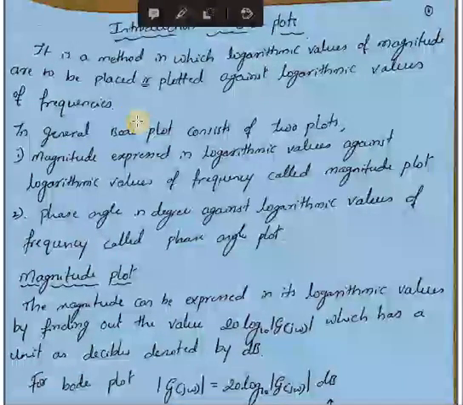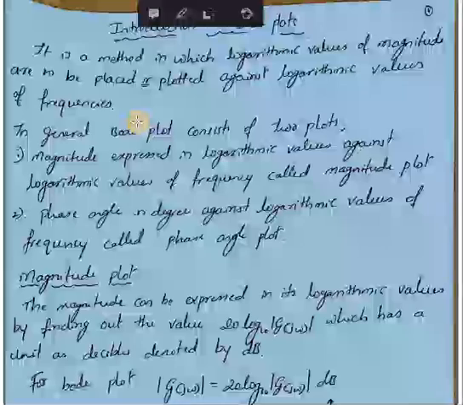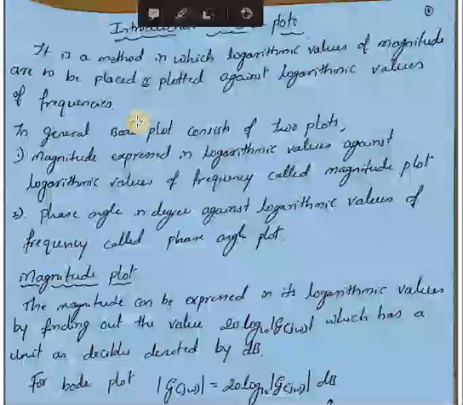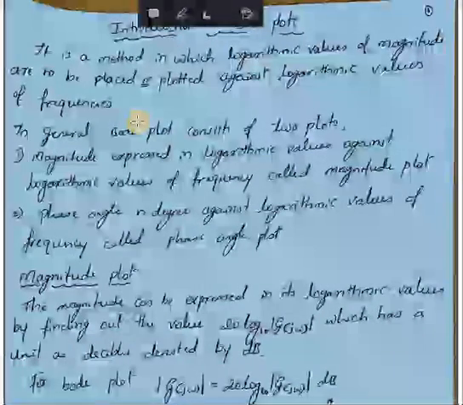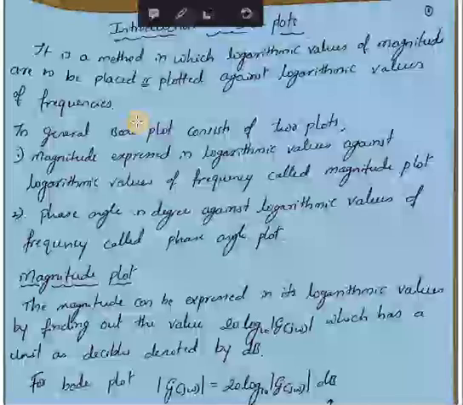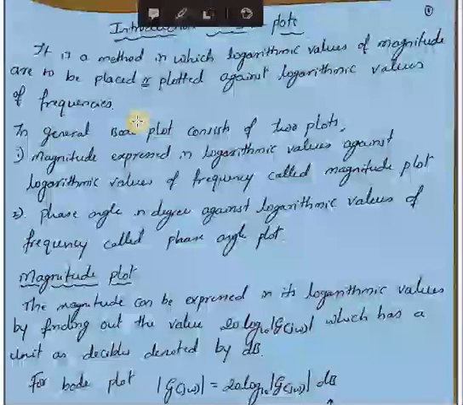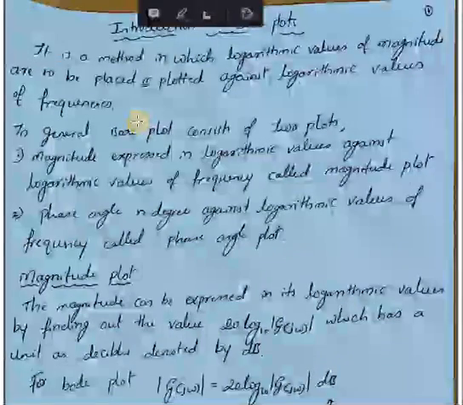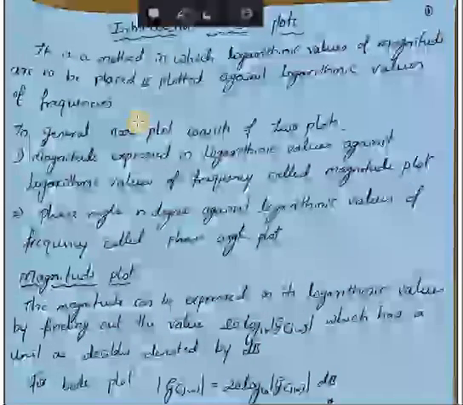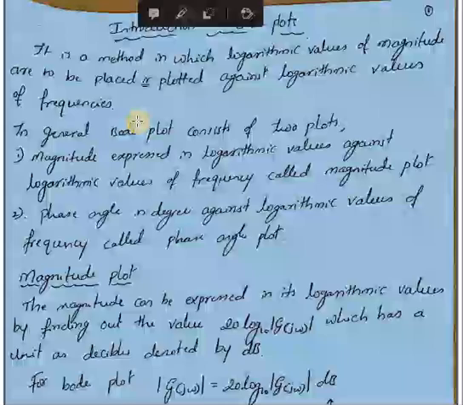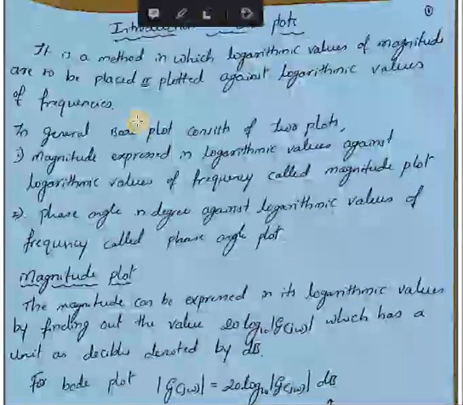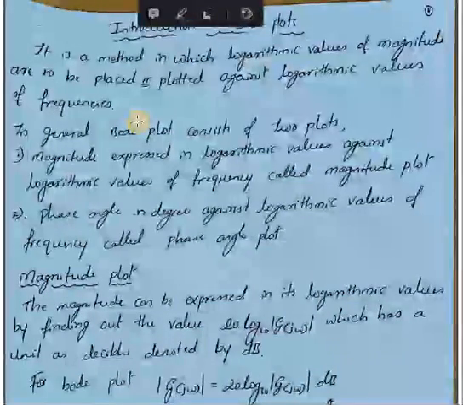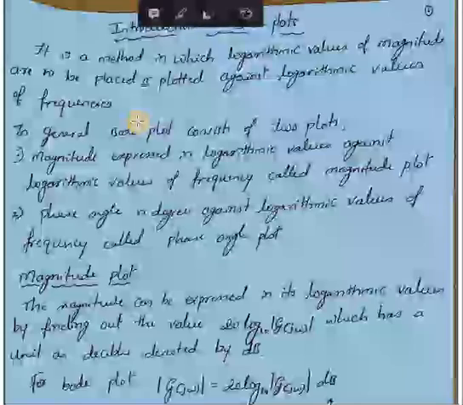Okay. So the basic of any frequency response is to plot the magnitude M and the phase angle phi against the input frequency omega. But when omega is varied from 0 to infinity, there is a wide range of variations in magnitude as well as the phase angles. So hence it will be difficult to accommodate all such variations in the linear scale.